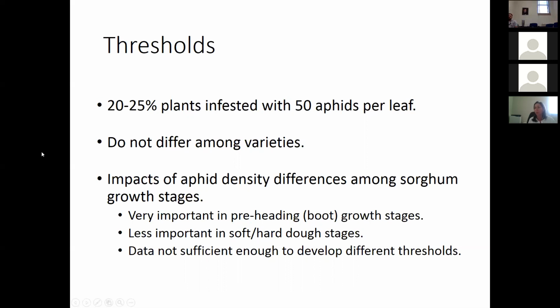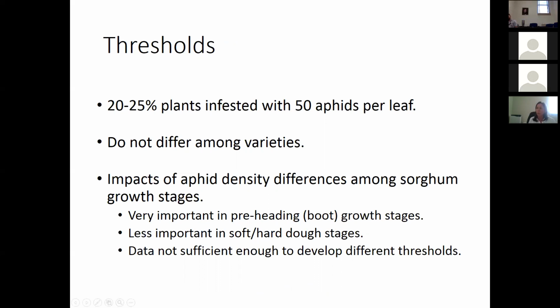I'll talk a little bit later about differences in varieties and tolerance to sugarcane aphid, but currently these thresholds don't vary among different varieties. There also seem to be differences in the impact of aphid density at different crop stages when the infestation occurs. We notice more economic loss and more importance of this threshold in pre-heading growth stages. Basically, the farther along the plant is, the more grain has filled, the less important these thresholds are.